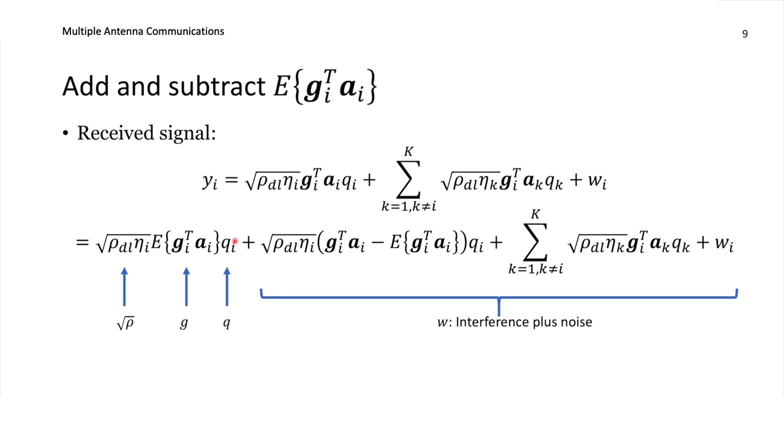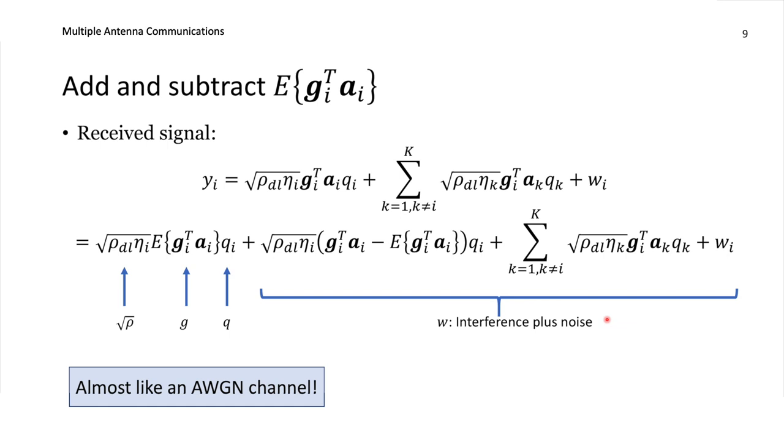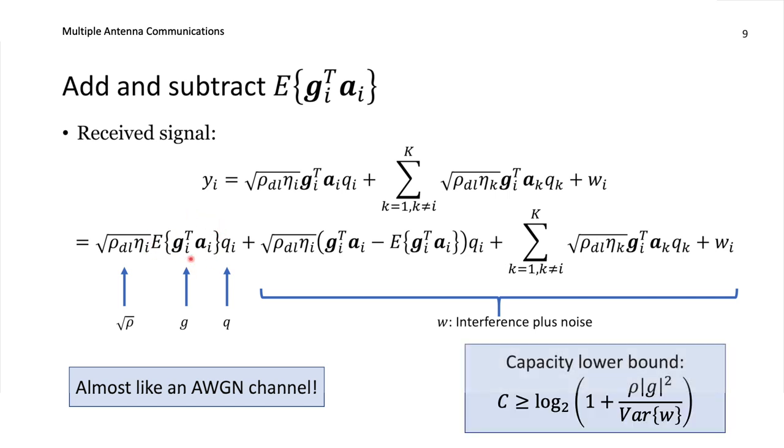That is namely what happens if you take the inner product between these two terms. We get a zero mean from this term and we get zero mean from this term. So we have an uncorrelated signal. So this is almost like an additive white Gaussian noise channel with the constant channel response here equal to the expected value of this inner product.